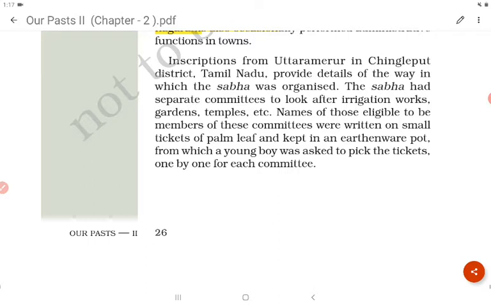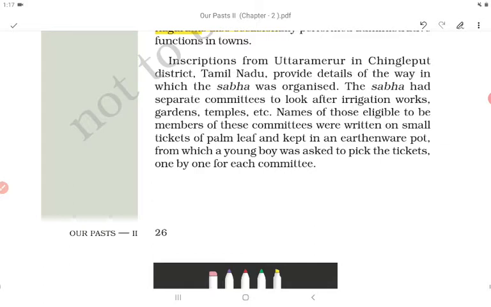Inscriptions from Uttaramerur in Chingleput district, Tamil Nadu, provide details of the way in which the sabha was organized. The sabha had separate committees to look after irrigation works, gardens, temples, etc. Names of those eligible to be members of these committees were written on small tickets of palm leaf and kept in an earthenware pot, from which a young boy was asked to pick the tickets, one by one, for each committee.